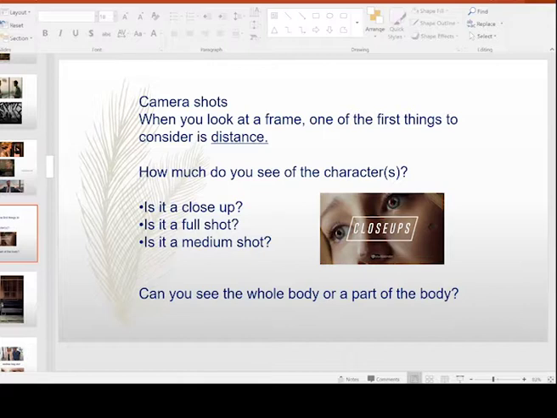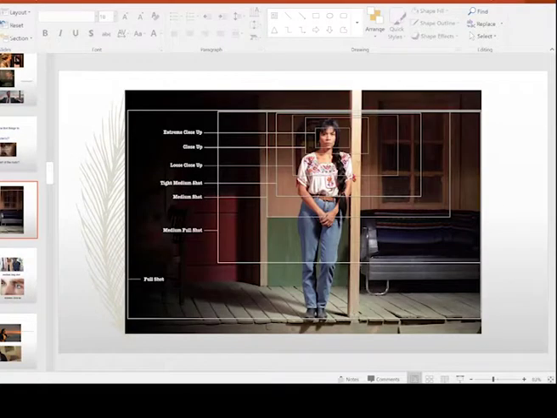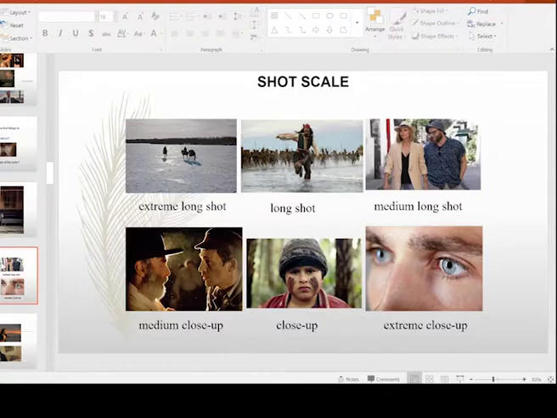So you've also got camera shots. So you have close-ups, full shots, medium shots. Whatever you see in the frame tells you what type of shot it is. So you've got extremely close, loosely close or medium close, medium shot, medium full, and then full or long. So you can see there, extreme long shot, medium close, close up, extreme close up.